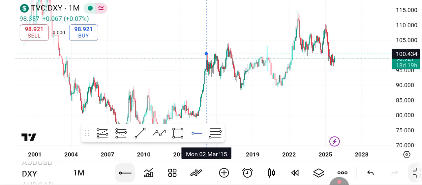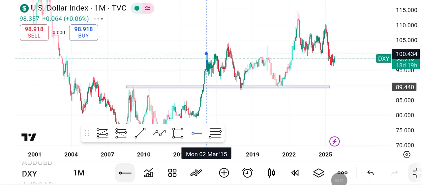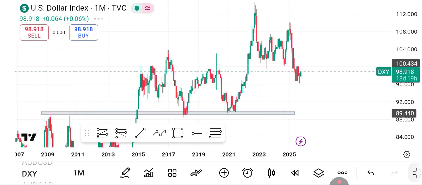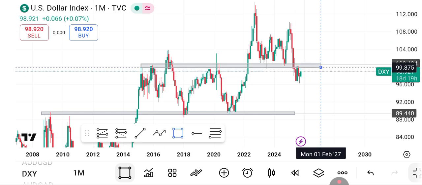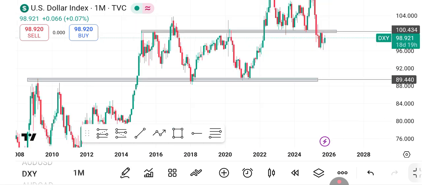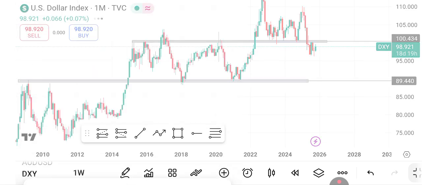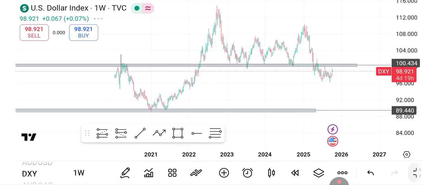give a retest to the 100.434. Okay, so now that we have identified our support and resistance, we are going to dive deeper into a smaller time frame so that we can get a clear picture of what the markets are doing, or of what the markets are telling us to do.